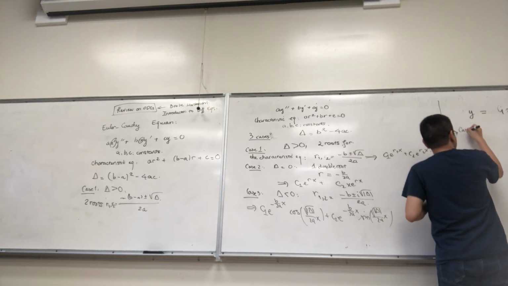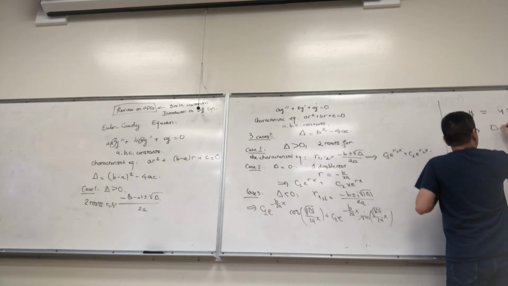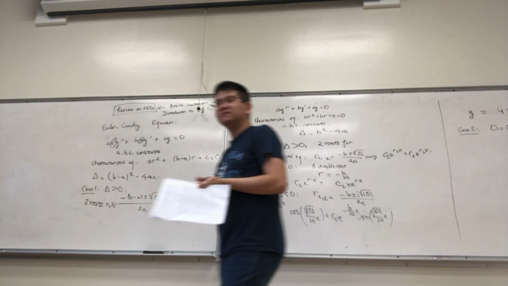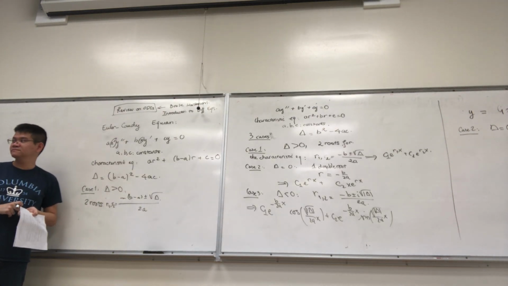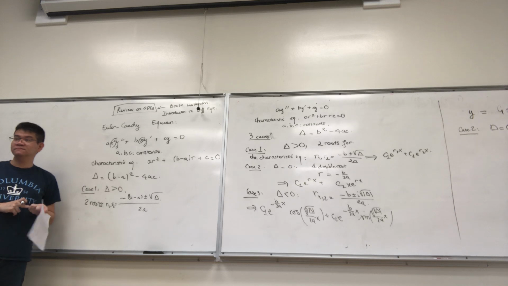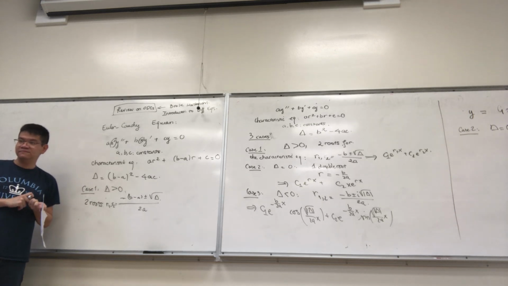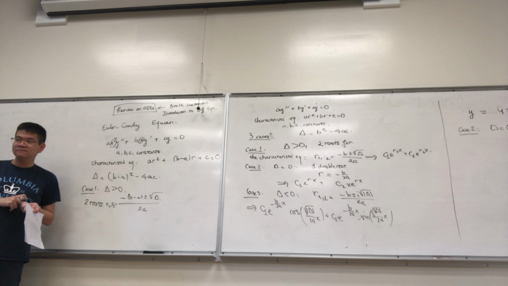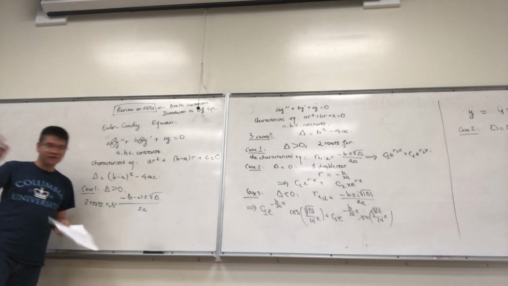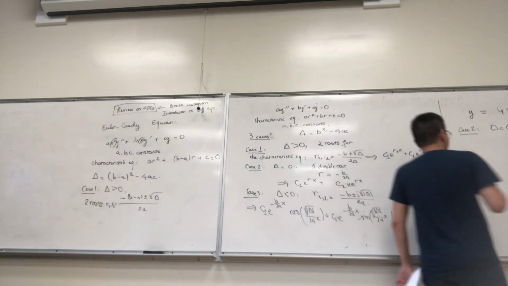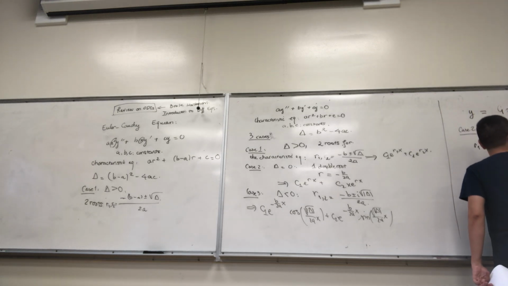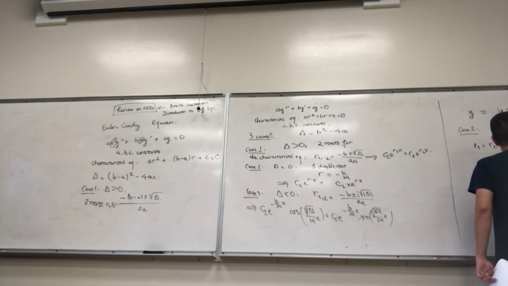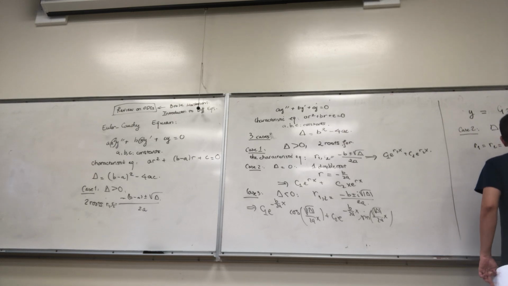Case number 2: when delta is 0. What happens when delta is 0? We have repeated roots. What is it? R is going to equal minus b over 2a. So in this case, you're going to have a double root. The double root will be R equals (a minus b) over 2a.